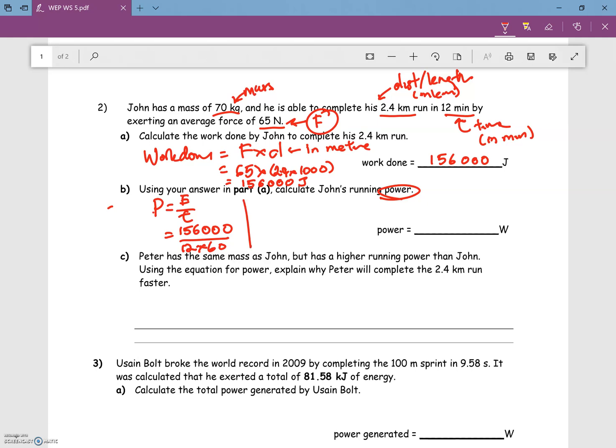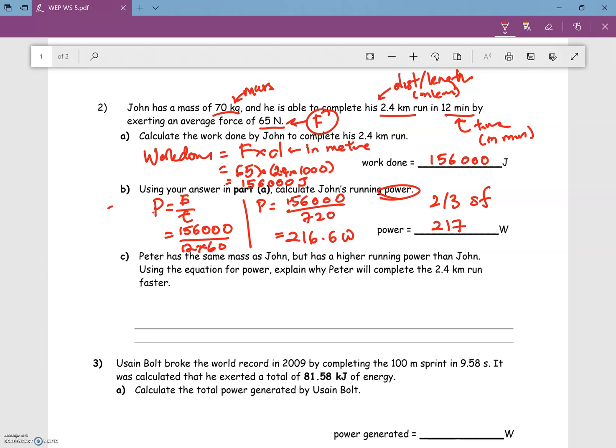So what you're going to get is power equals 156,000 divided by 720. What you're going to get is 216.6 watts. So the power here, do take note once again, to 3SF is going to be 217 watts. I'm going to round it off to 3SF.